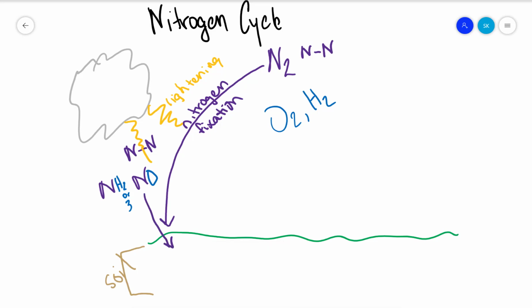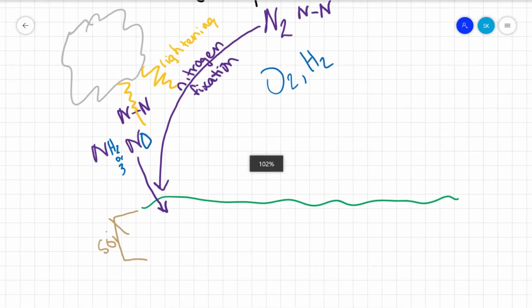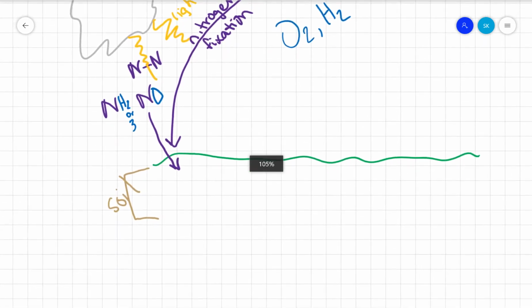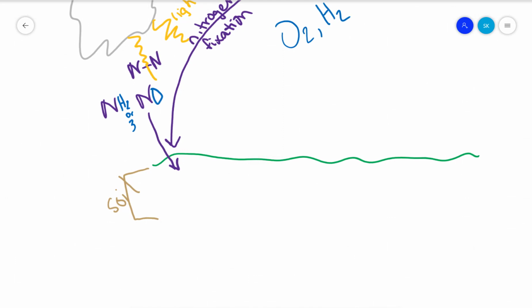Okay, so this is going to go in the soil. So I'm going to have to scoot this up just a little bit because, like I said, we got a lot going on in the soil. All right, in our soil, we have some creepy crawly bacteria. These are just going to be our bacteria. And these are called nitrogen fixing bacteria.